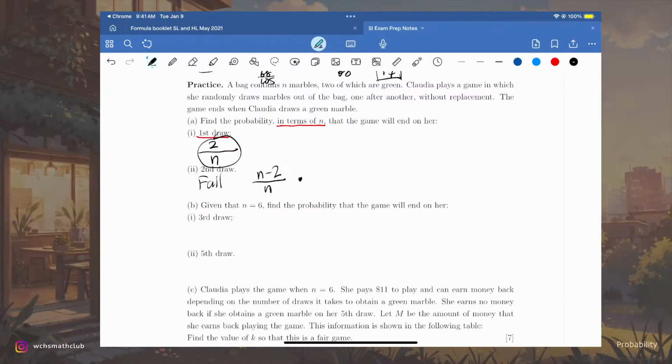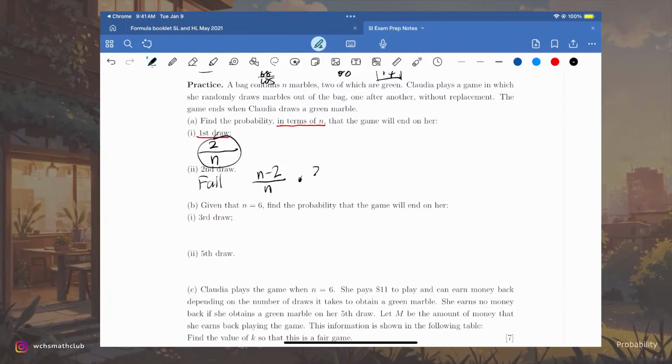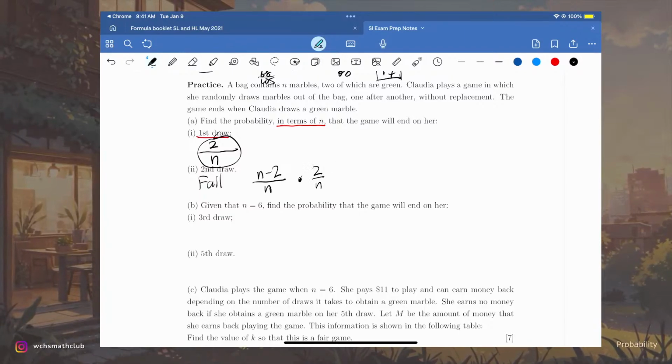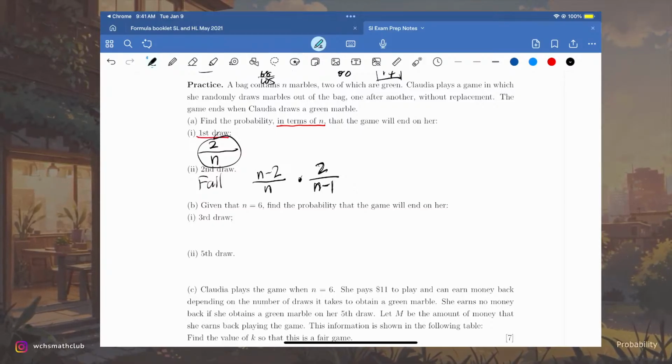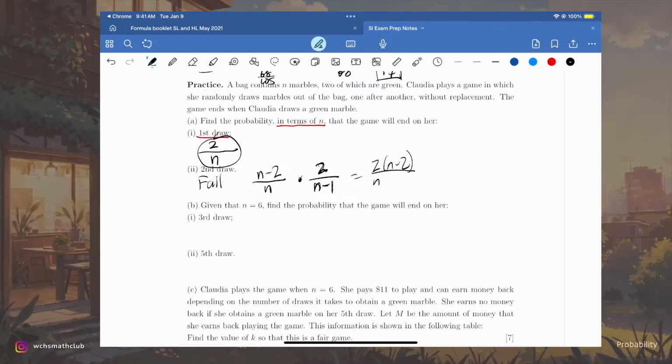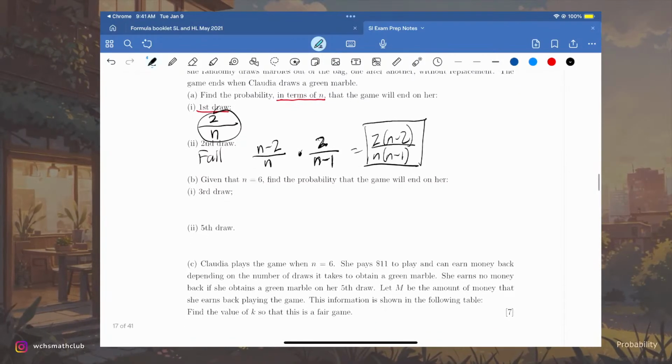And then in our second draw, we have to draw the green marble. And careful, this is not 2 over n, because since we've removed 1 marble from the box, this is n minus 1. And we have 2 green marbles, so multiplying this out, we get (2n minus 4) over n times (n minus 1), and that is our probability that the game ends on her second draw.